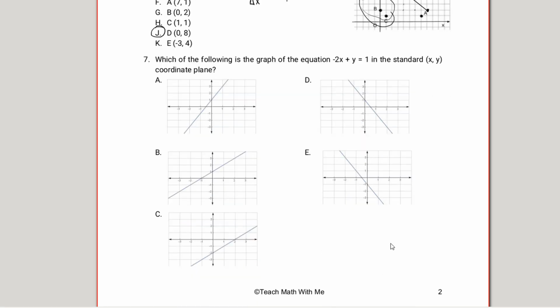Number 7, which of the following is the graph of the equation -2x plus y equals 1? To me, it's easiest to put this in slope-intercept form. And to do that, we want it in y equals mx plus b form. So let's bring the -2x over to the other side, and we're going to do that by adding it to both sides. And now we know we have a y-intercept of 1. This is where it crosses the y-axis. This crosses here at 1, that works. Crosses here at 1, that works. Here at 1, that works.